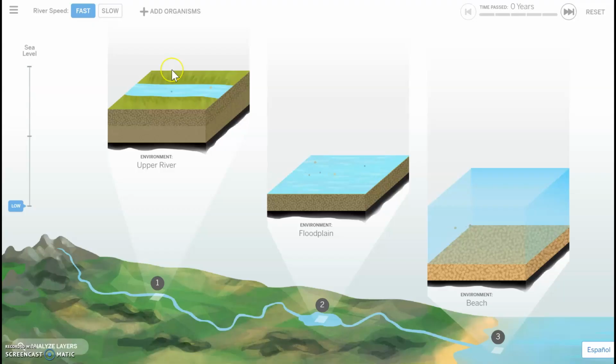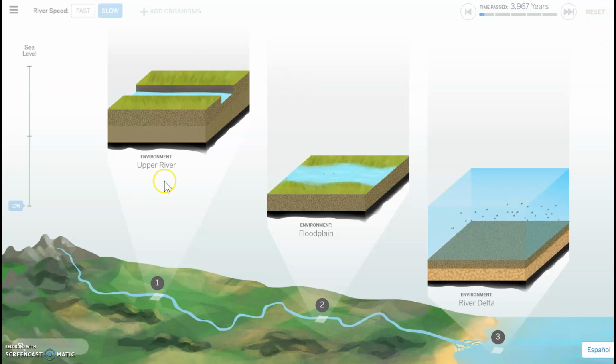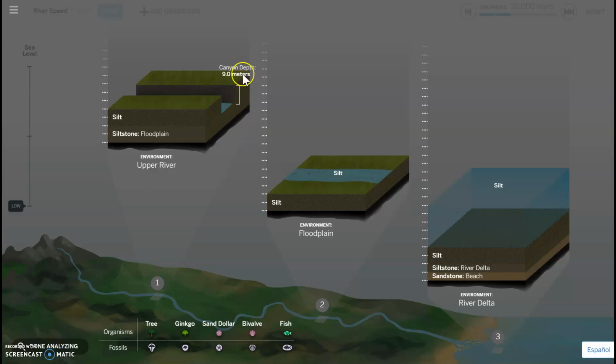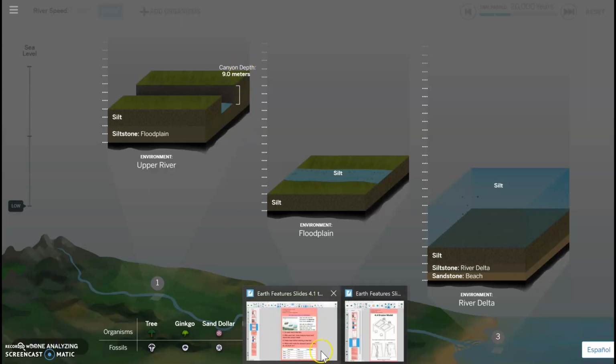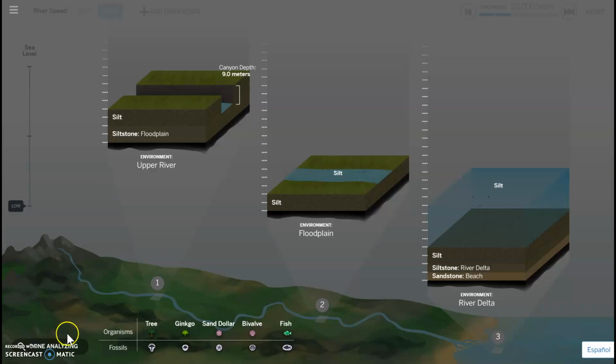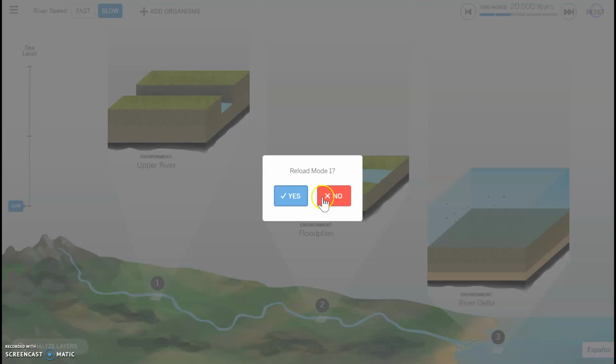All right, so our first test is with a slow river, and we're going to go forward 20,000 years. We're looking at the river. I see that it's eroding already, and that dirt and that sediment is coming over here to the floodplain. So we made a canyon of 9 meters. Let's go back and record that in our chart. 9 meters. Now we're going to try still with a slow river, but this time with 40,000 years.